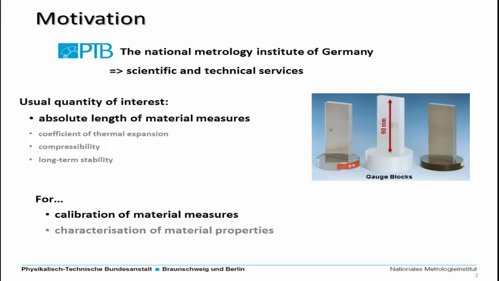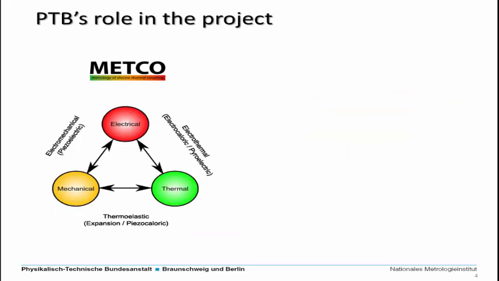And as I already said, once we have the absolute length of such a body, we can derive the coefficient of thermal expansion or the compressibility due to a variation of the surrounding pressure of air. And we can also survey the long-term stability of these materials after a certain treatment, temperature change or whatever you can imagine. And all this data can be used for the calibration of material measures, and it is a characterization of material properties, and this is our role in the METCO project.